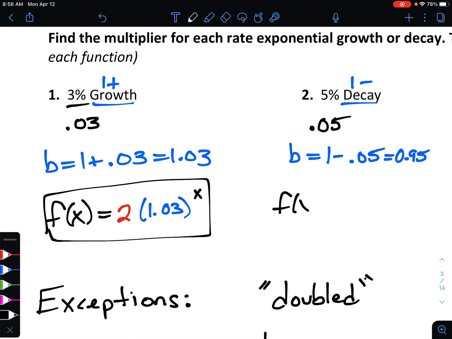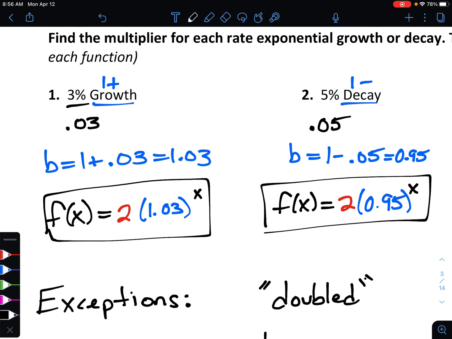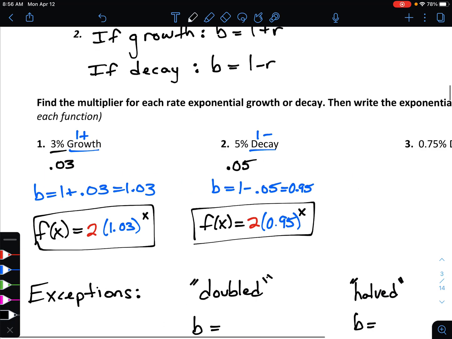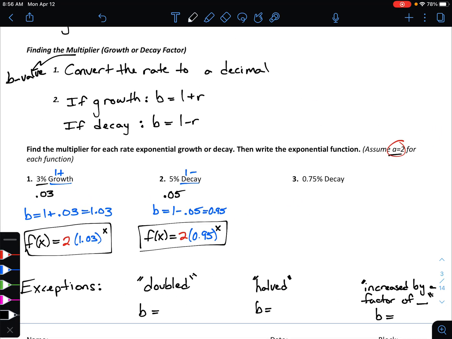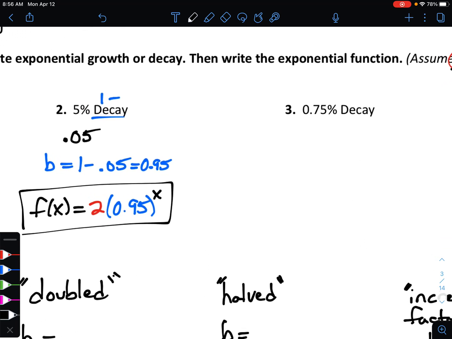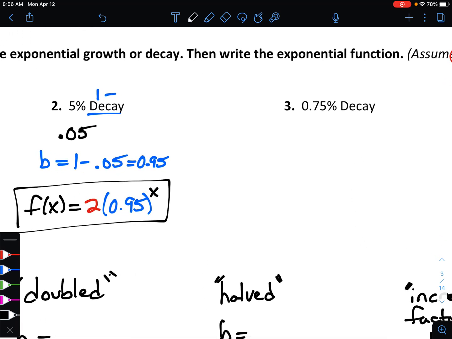Putting that into our function, f of x is equal to, remember the initial value is going to stay the same. We'll go ahead and put our multiplier inside parentheses, and then make sure to include your variable as the exponent, and here would be your exponential function. Let's do just one more example of this, and then we'll talk about some exceptions to this rule, which don't happen often, but are things that you need to be aware of.